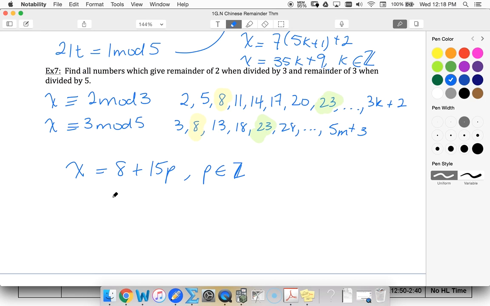And we're going to do that in the next video when we come up with a system for solving the Chinese remainder theorem.